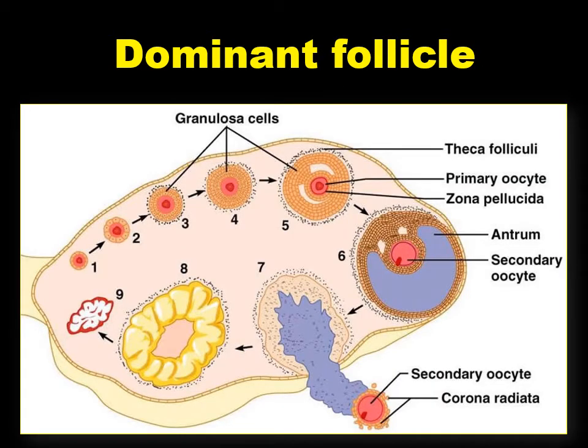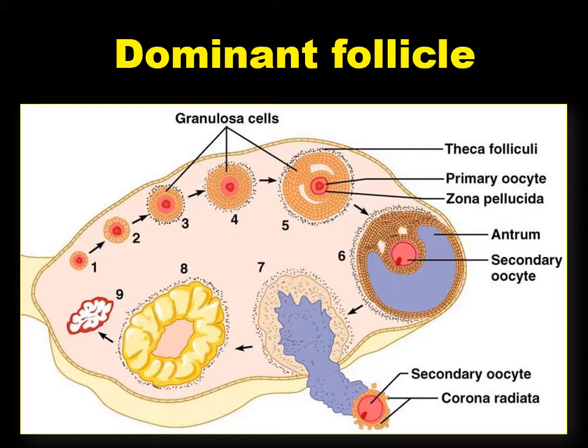At birth, there are many primordial follicles that are frozen in the prophase 1 of meiosis. By the age of puberty, and probably due to the effect of local androgens, these primordial follicles are changed into primary follicles. So the initial growth of follicles is independent of follicle stimulating hormone.